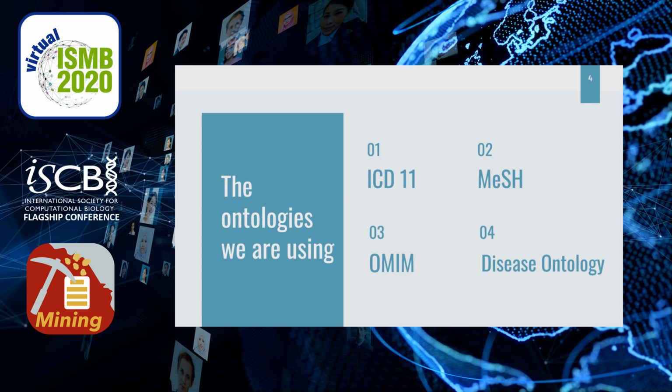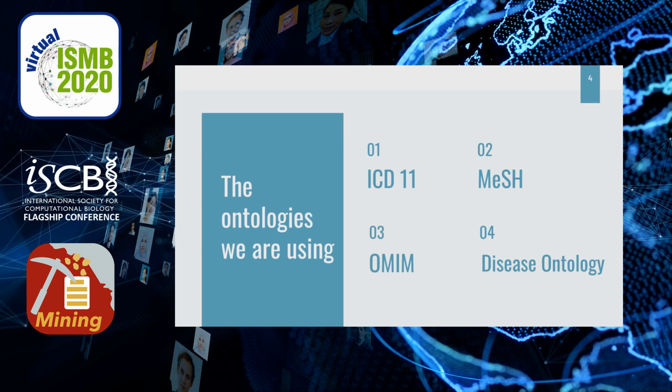To help structure all of this data, we turn to several curated knowledge bases, ontologies, and controlled vocabularies. Specifically, we use ICD-11, MeSH, OMIM, and the Disease Ontology. ICD-11 is an ontology created by the World Health Organization that is primarily for documenting, analyzing, interpreting, and comparing mortality and morbidity data. MeSH is a controlled vocabulary created by the National Library of Medicine to index articles on PubMed by subject matter.